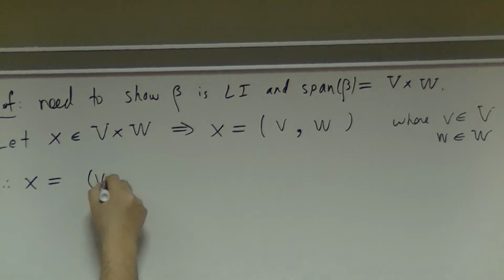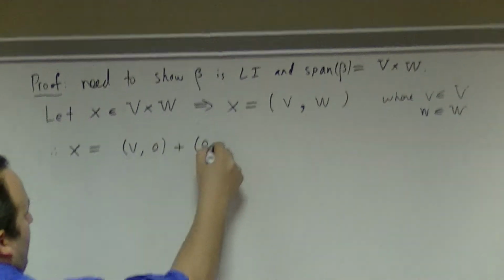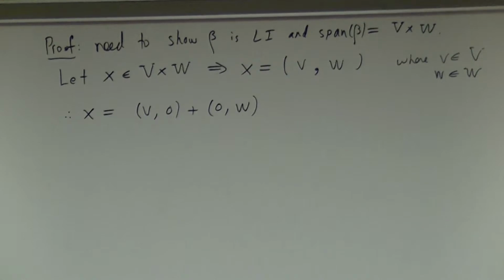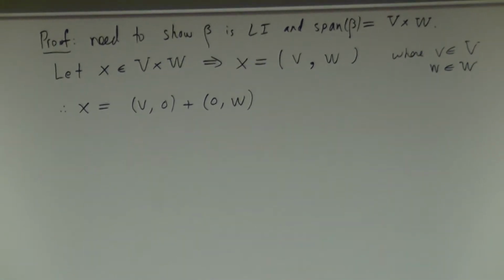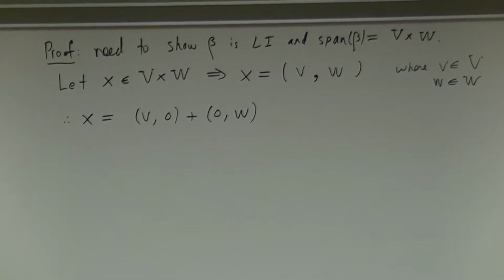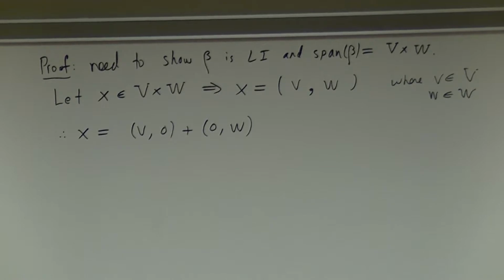Well, we can write this, right? This is the same as (v, 0) plus (0, w), right? By the definition of vector addition, I can break it up like that. Now v and w are both vectors in V and W. If beta_V is a basis for V and beta_W is a basis for W, what does that mean? That these are linearly independent spanning sets for V and W respectively. In particular, I can build the v from the basis for V, and I can build the w from the basis for W, right?